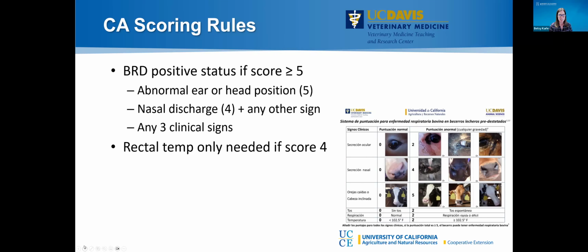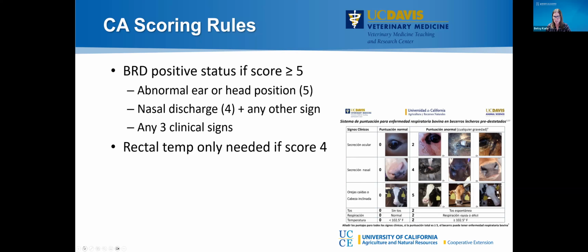And then just to get into some of the details on the scoring system, really, you're looking for a greater than or equal score of 4 or 5 to indicate if a calf is positive for respiratory disease. So that can look different depending on the clinical signs that are present. If the calf is showing an ear droop or a head tilt, that score is 5, so that immediately indicates that that calf is positive for respiratory disease.